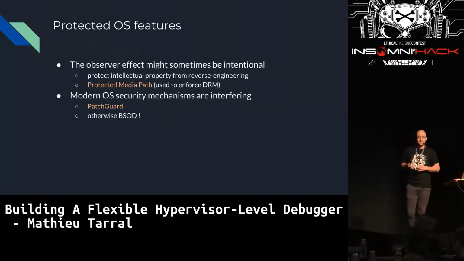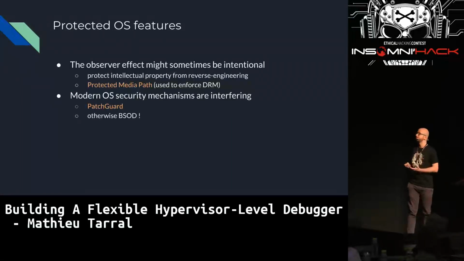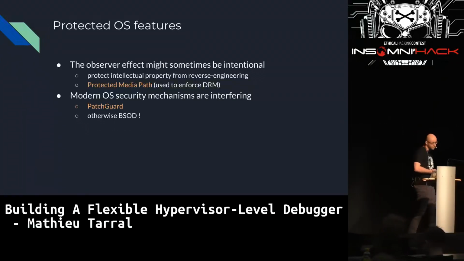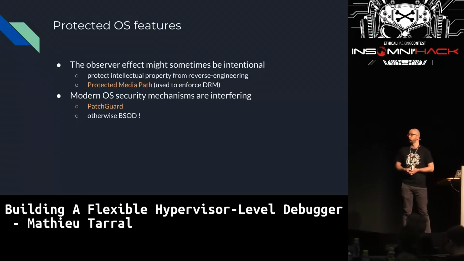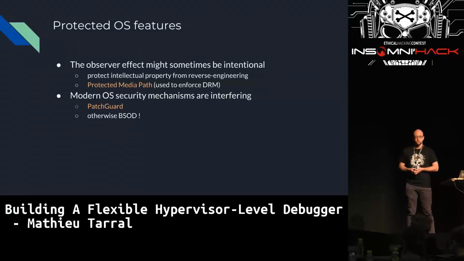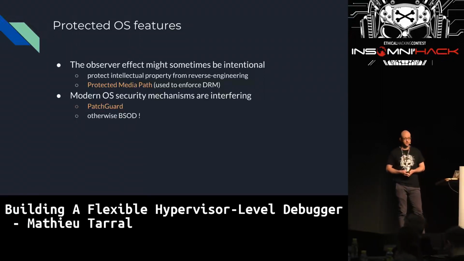Then sometimes this debugger effect is intentional. Think about what operating systems can do if they don't want you to debug some of their features. I'm thinking here about the protected media path, which has been introduced since Windows Vista, and which is used to enable DRM content on your computer. So they don't want you to reverse and debug this kind of feature because it protects the DRM.